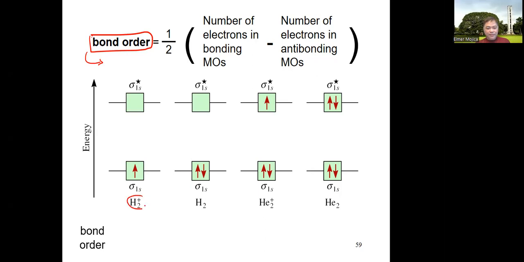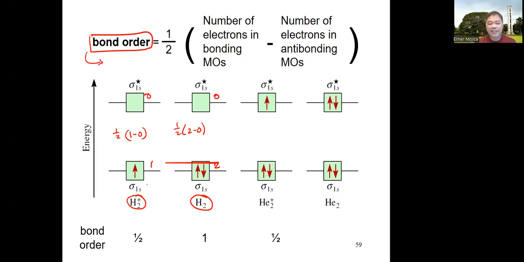So for instance, this one, H2+. Bonding minus antibonding, so 1 minus 0, 1/2 of that is equal to 1/2. Hydrogen, H2, so that is 1/2 of 2 minus 0. Where did I get the 2? That's 2, that's 0, that's 1, that's 0. So what's the bond order for hydrogen? Anyone? One. So that means you have a single bond.